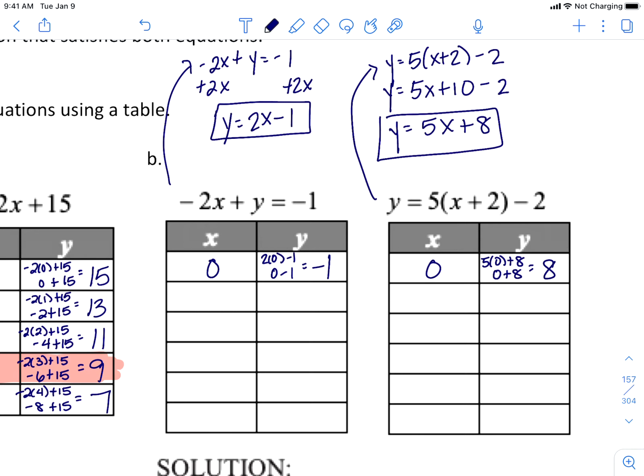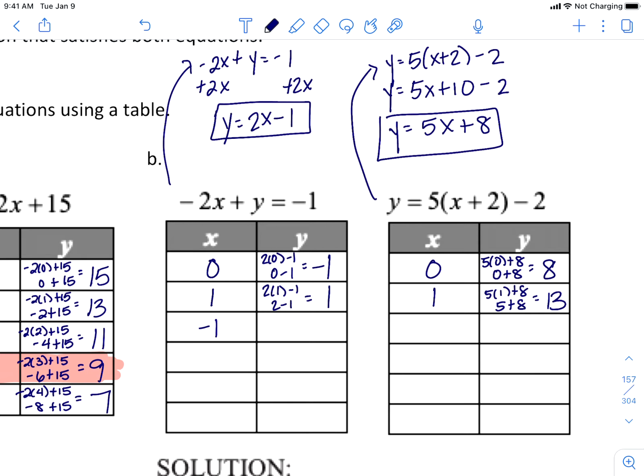All right, let's try 1. So we have 2 times 1 minus 1. 2 minus 1 gives us 1. Here I have 5 times 1 plus 8. 5 plus 8 is 13. Now, if you notice, both of these are increasing, and it seems that they're getting further apart. So maybe we should try some negative numbers.